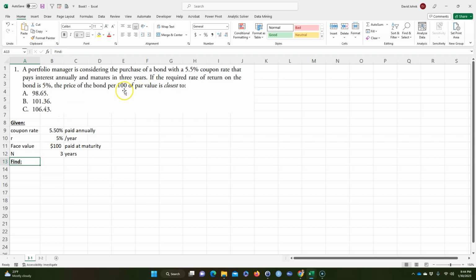And then the next thing we want to do is find the price of the bond. So that would be like the present value. So it's the price of the bond. So for the solution, the first thing you might want to calculate is a coupon payment, right? Because you want to know what the coupon payment's going to be.